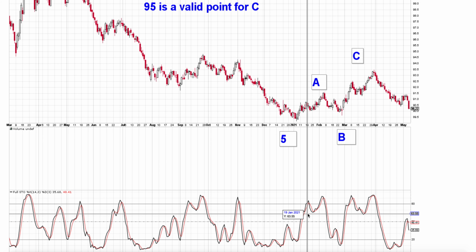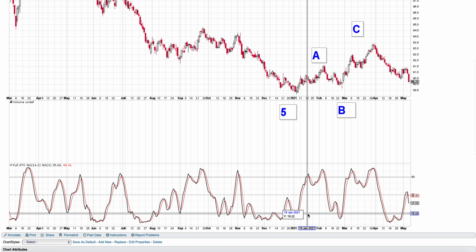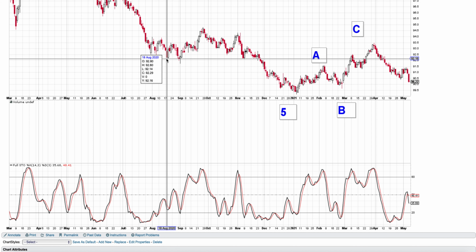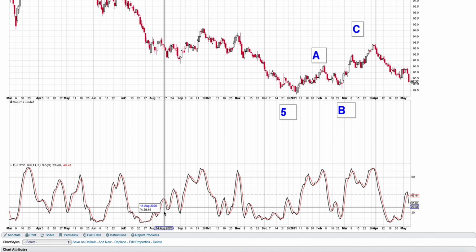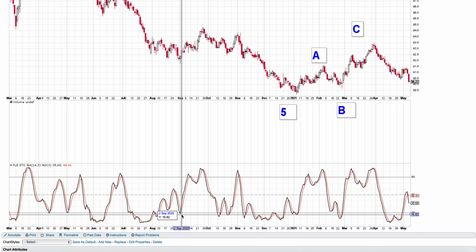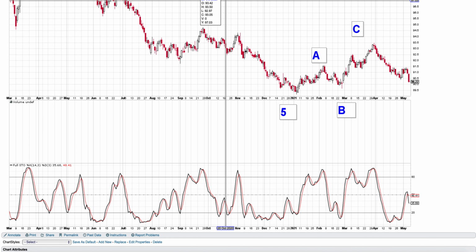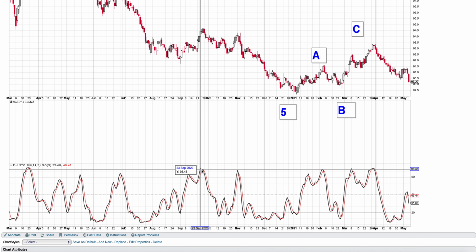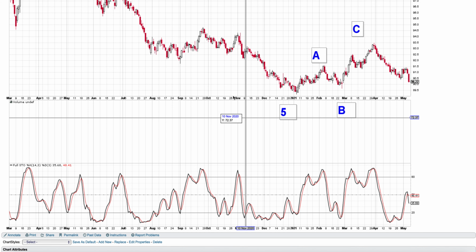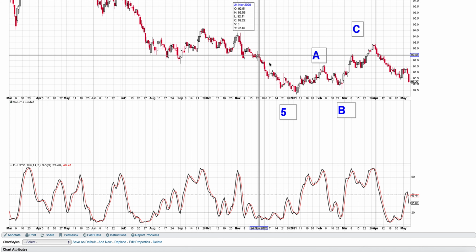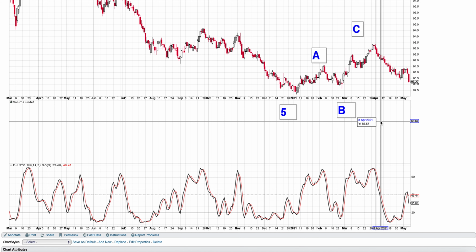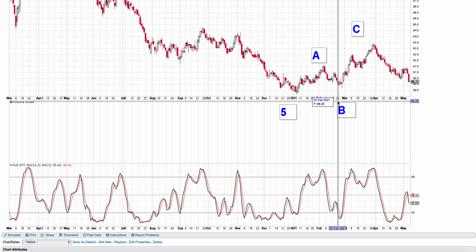Does negative divergence and positive divergence work? All the time, from my own experience. So you have here low, lower low, lower low, and now you have low, higher low, higher low. And what happened is a rally. And once you had negative divergence from here to here, you had a sell-off. You had negative divergence from here to here, you had a retracement.